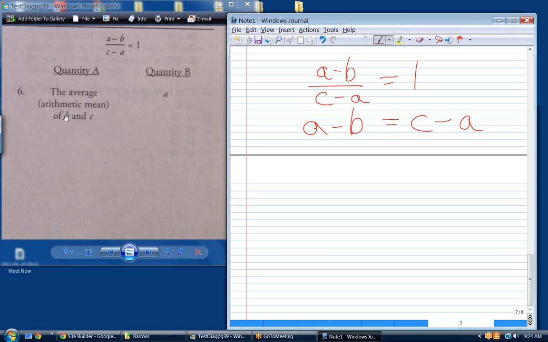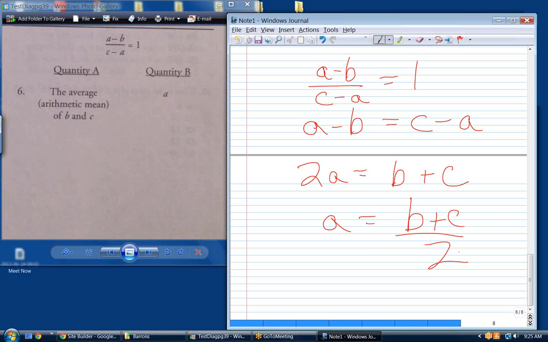They want the average of B and C. So why don't we get our A's on one side and our B's and C's on the other. Okay, so 2A equals B plus C. Right? Yes. So A would be equal to B plus C divided by 2. Now what?